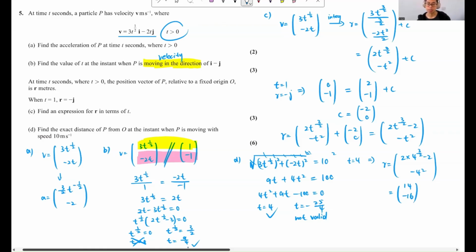So that means the distance is just equal to the square root of 14 squared plus negative 16 squared. So put in the calculator, square root of 14 squared plus negative 16 squared is 2 square root of 113, which is what we want, because they want exact distance, so we don't need to change into decimal, just keep like this. And then the units should be meters.